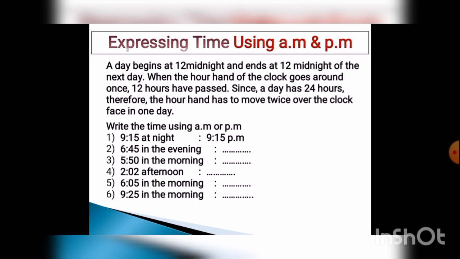6:45 in the evening. So it is also 6:45 p.m. 5:50 in the morning, that is 5:50 a.m. Now rest of the questions you have to do it yourself in your notebook.